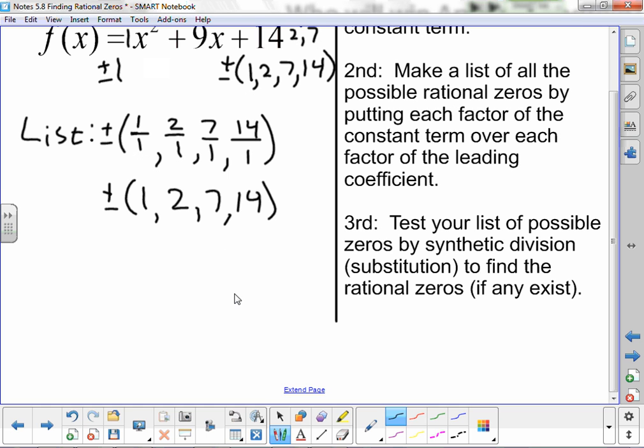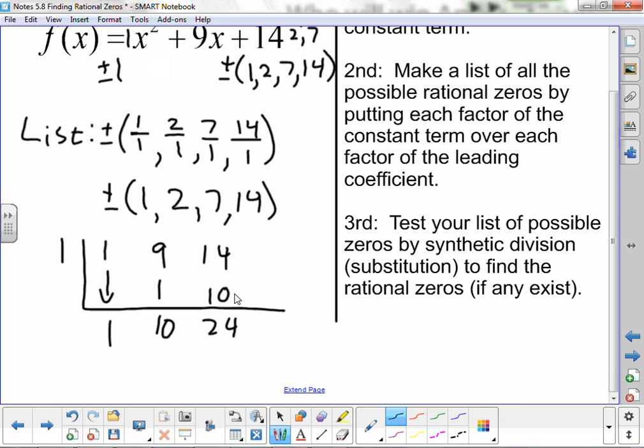And just to show you this, let's test out a 1. Let's pretend like we didn't know what the answers already were. So there's a 1, a 9, and a 14. Bring down your 1. 1 times 1 is a 1. 9 plus 1 is a 10, 10, and 24.